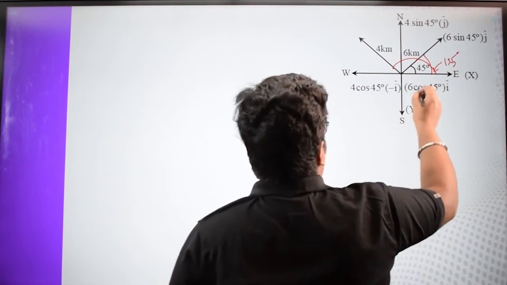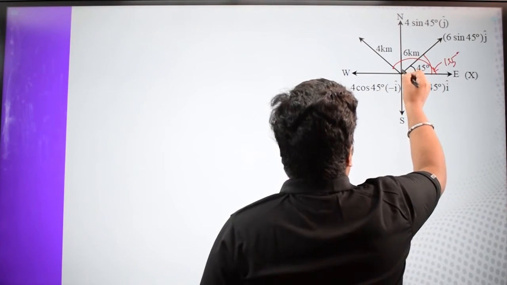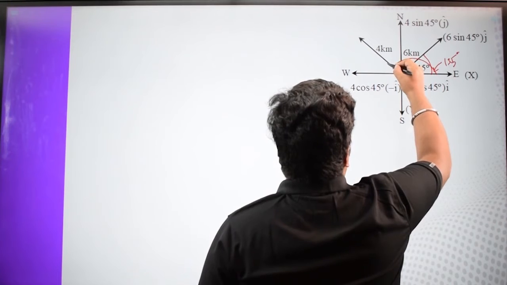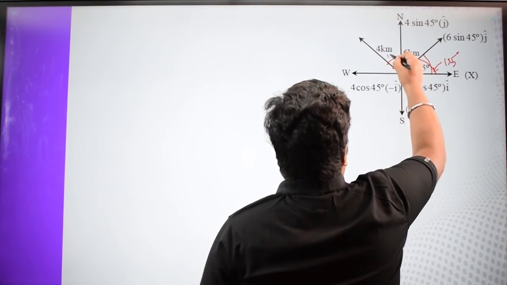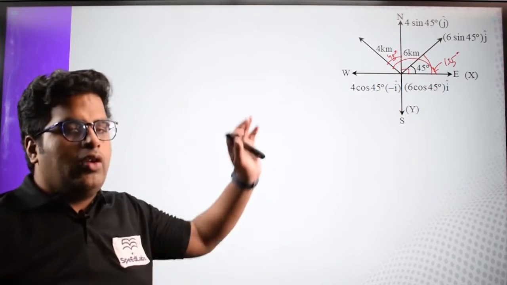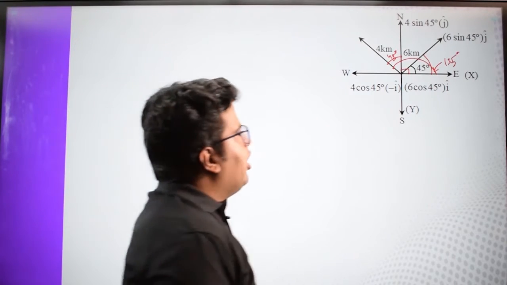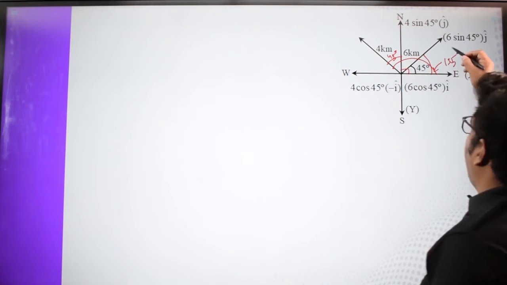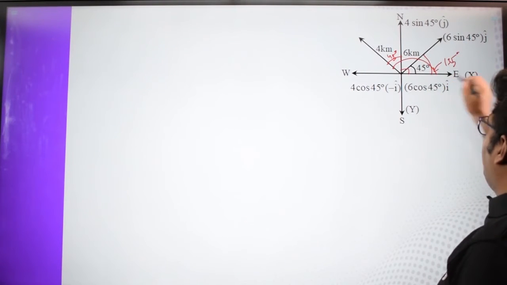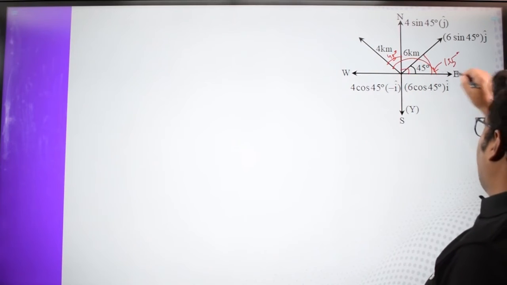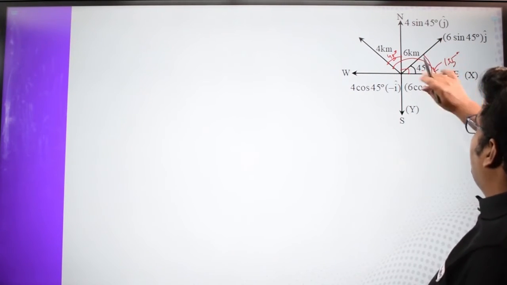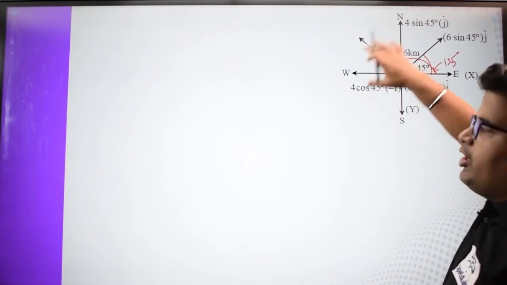So if I ask you, this angle is 90, we know that this angle is 90. Now if this entire angle is 135, so this has to be what? This has to be your 45 degree. Now what we are going to do, we are going to resolve the vectors. See how we'll resolve. See, we have 6 kilometer in this direction, which makes an angle of 45 degree with the x-axis. Let's say this east-west axis is your x-axis and north-south is your y-axis. So we'll resolve this vector along the x-axis and along the y-axis.